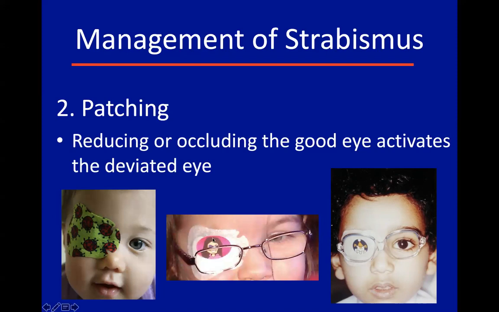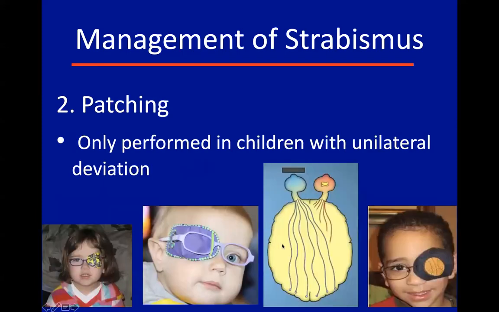Again, this patient needed glasses and patching. This patient needed glasses and patching. We try to make the patching fun. So we put these nice patches, like this one has a spider, this one has a nice little girl, this one might have a clown. So when we patch, we are reducing or occluding the good eye, which activates the deviated eye. So that's what I'm doing. I'm occluding to force the brain to use the deviated eye. Again, it's only performed in children with unilateral deviation.